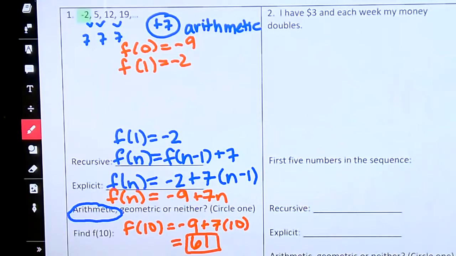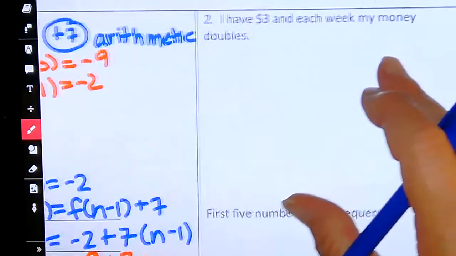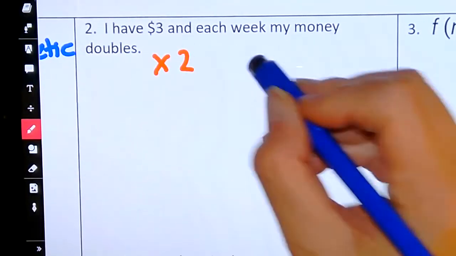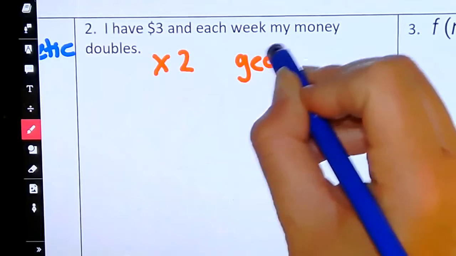On the next one, we have a word problem, a little situation. It says I have $3 and each week my money doubles. So that means we are multiplying by 2. That means this is going to be geometric.